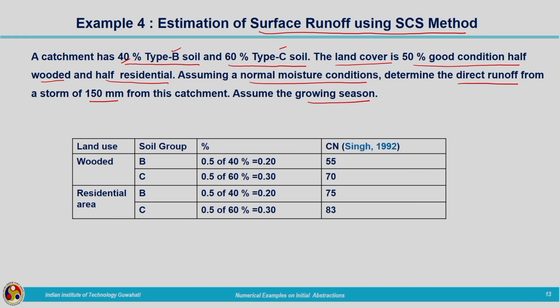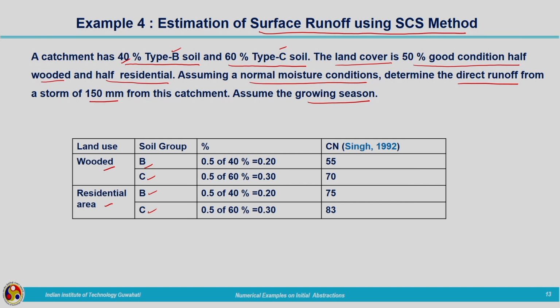Land use is given, so we can find out the curve number first. The given land use is wooded and residential area. In both these land use conditions, we have soil group B and soil group C. Wooded condition has soil groups B and C present, and the residential area also has soil groups B and C present. Now, the percentage of this area is already given: 50% of good condition, half wooded, half residential.